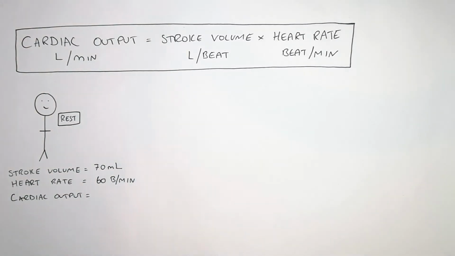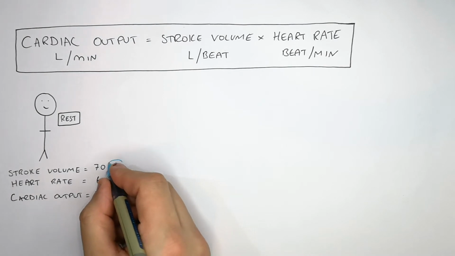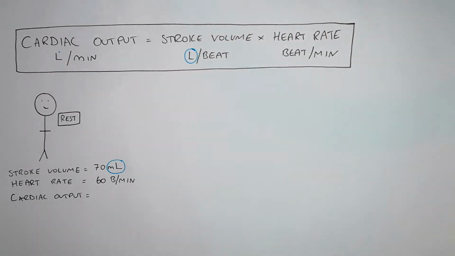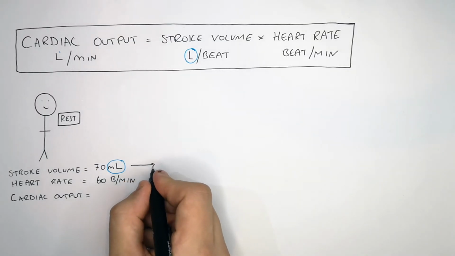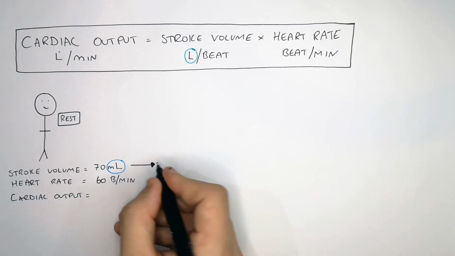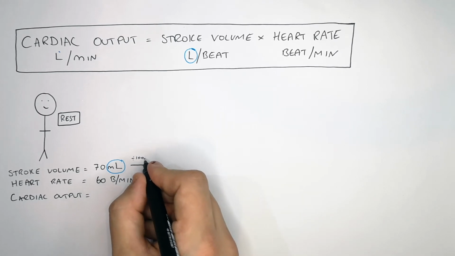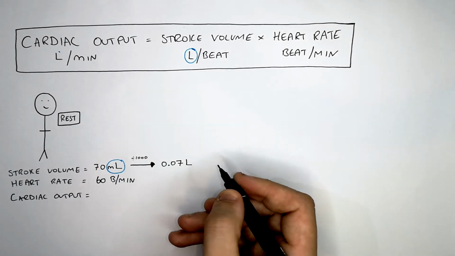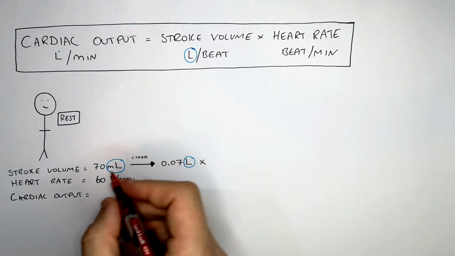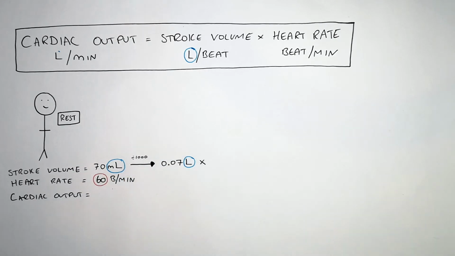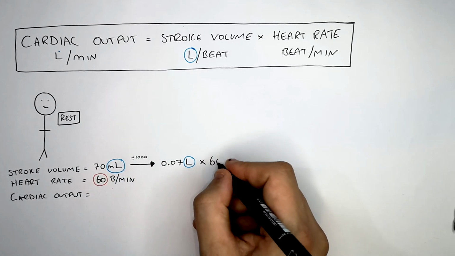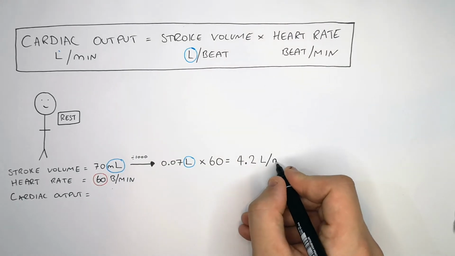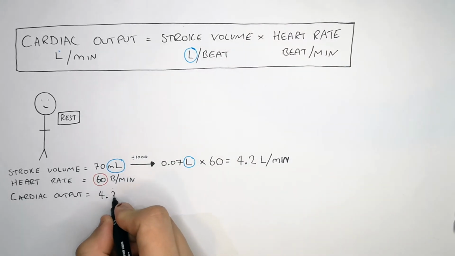The stroke volume of this person is 70 milliliters. Remember, stroke volume is calculated in liters, so you must convert milliliters to liters. By doing that, you must divide 70 milliliters by 1,000. This gives you 0.07 liters. You then multiply that by the heart rate, which is 60 beats per minute. This gives you a cardiac output of 4.2 liters per minute pumped out of the left ventricle.